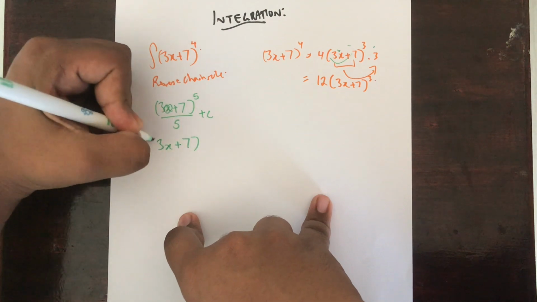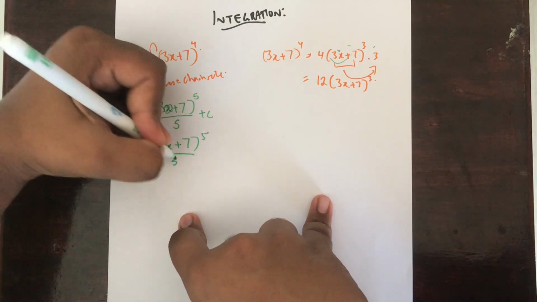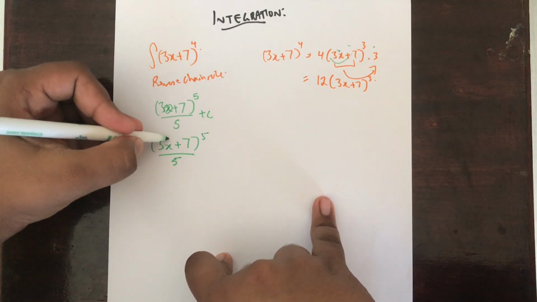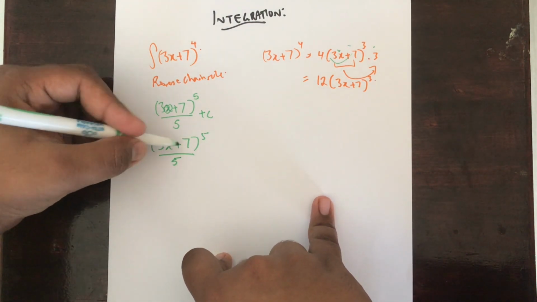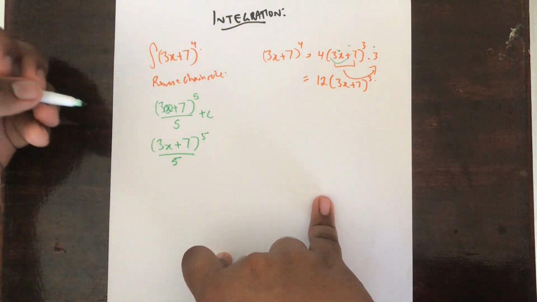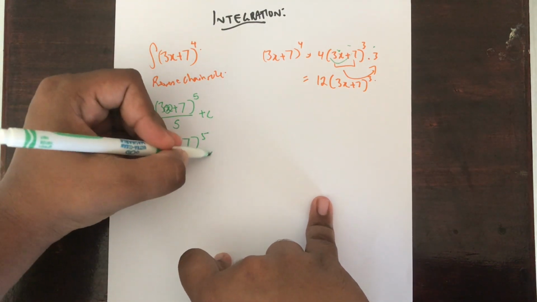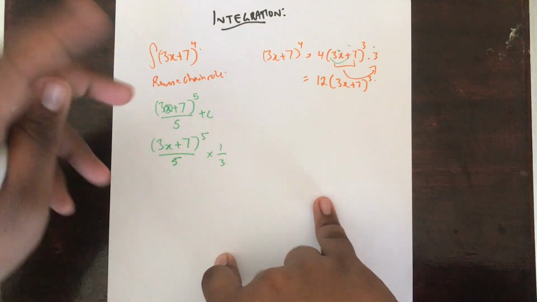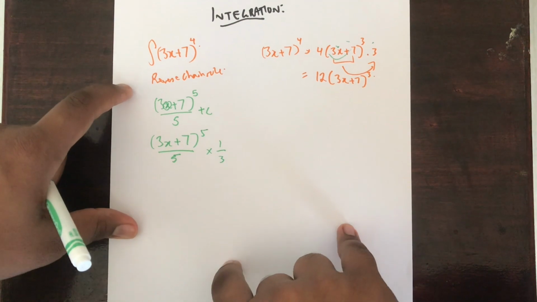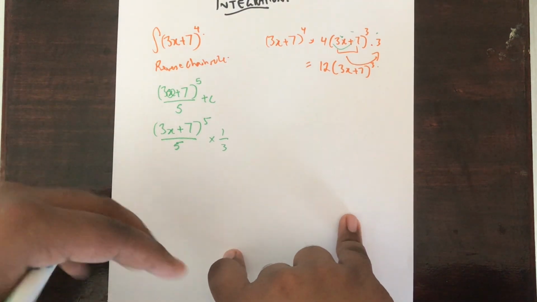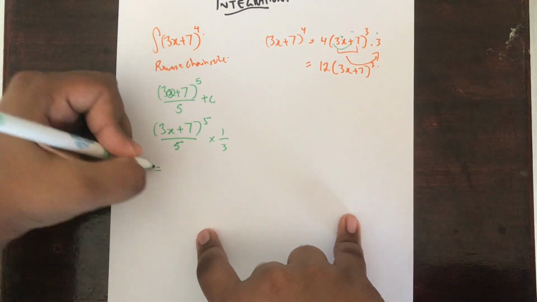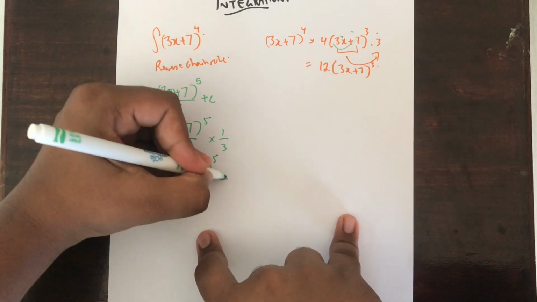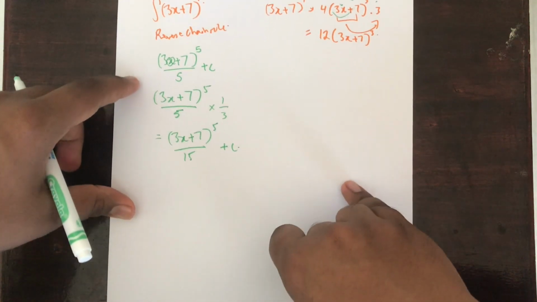So we have (3x + 7)^5 divided by 5. You need to differentiate the bracket. Differentiating 3x + 7 gives you 3, and then you need to divide by it, so times 1 over 3. This 3 comes from the differential of the bracket. This is a new rule you're learning, so just take time to get familiarized with it, and I'm sure it's going to help you a lot. So then this becomes (3x + 7)^5 divided by 15 plus c. That's the answer to this question.